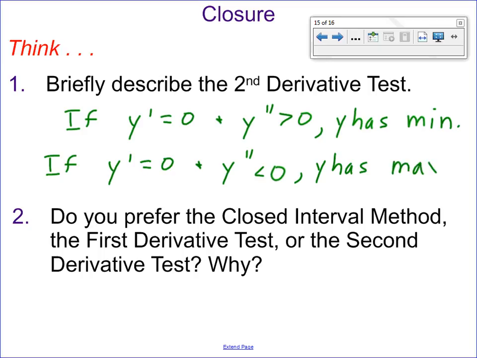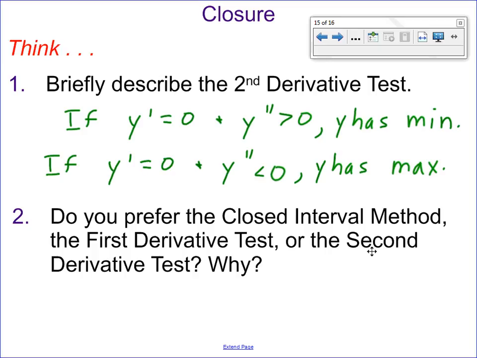Thank you, Vivian. Do you prefer the closed interval method, the first derivative test, or the second derivative test? Why? Well, who wants to share something? Sydney. I like the first derivative test. And why? Because you're going to construct a y prime number line. I like that too. By looking at my y prime number line, I can see exactly what y is doing in terms of increasing versus decreasing, and for me, that's easier to visualize a maximum versus minimum extreme.